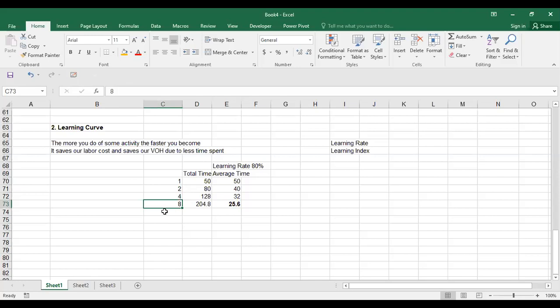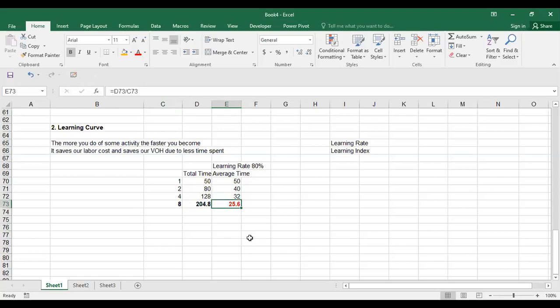So when you produce 8 units, the average time per unit is 25.6 and the total time to produce 8 units is 204. Within 204 hours, the first unit took more time, like 50, the second and third units are taking some other time, and fourth and fifth are taking some other time. So this is the tabular format of finding out the average time.